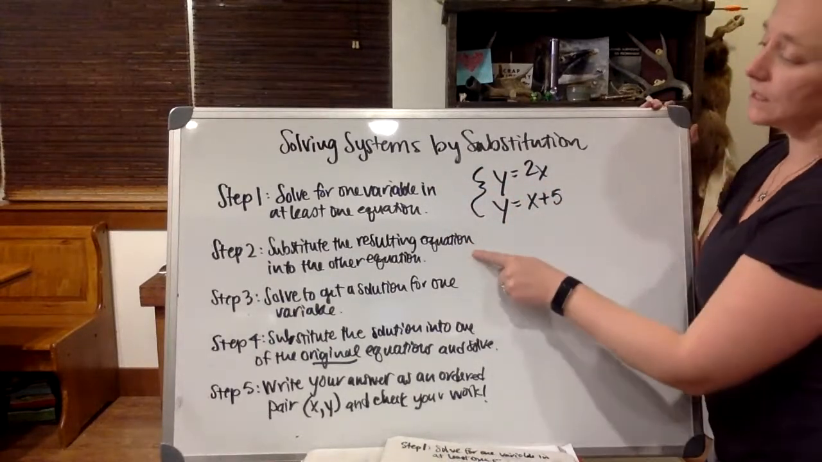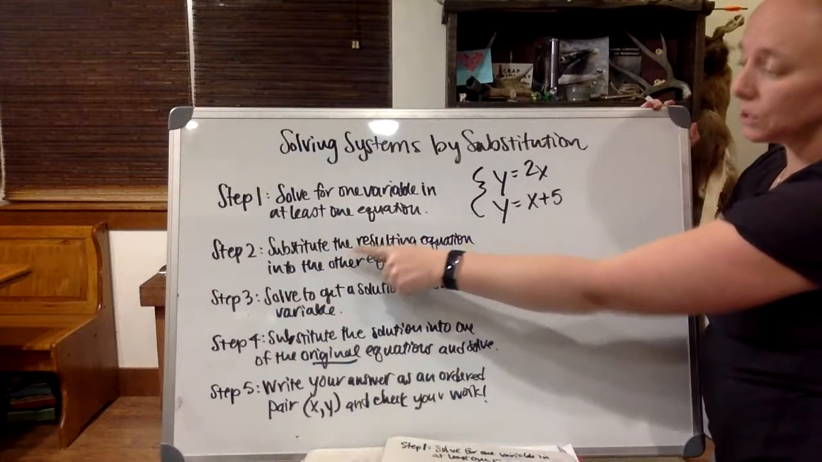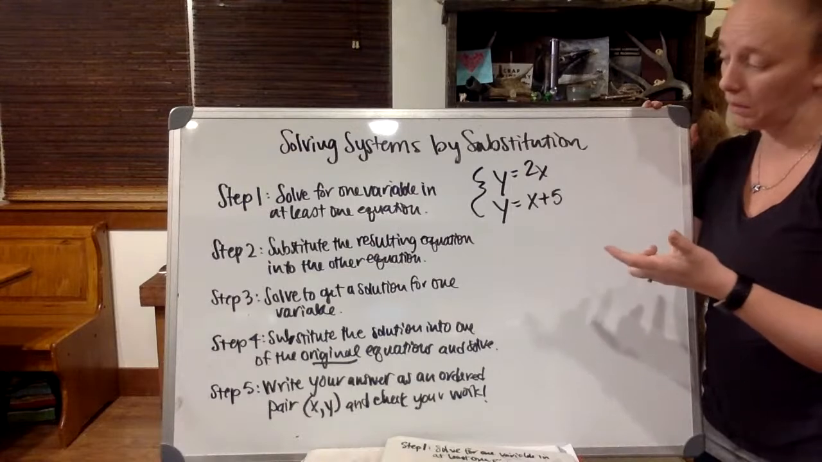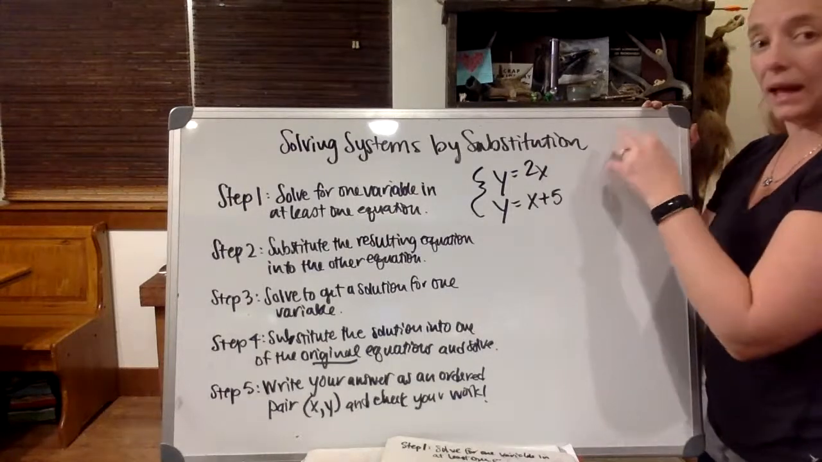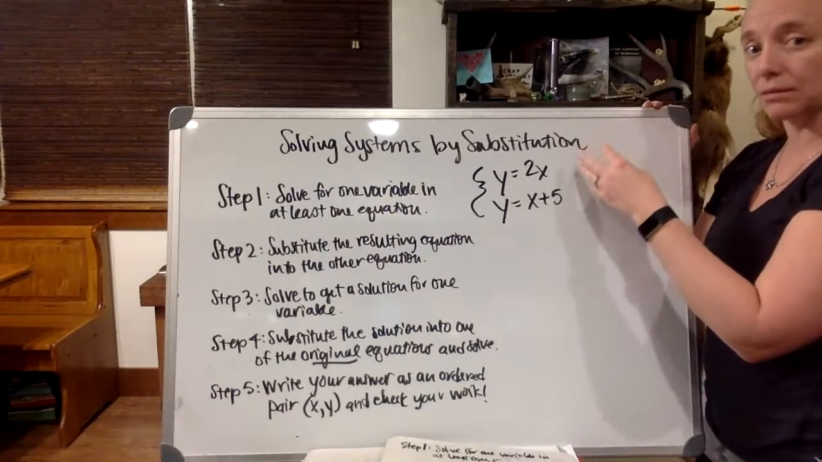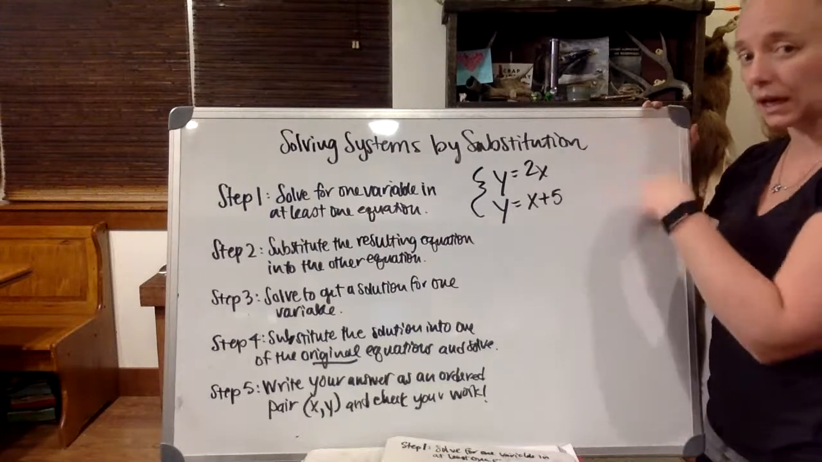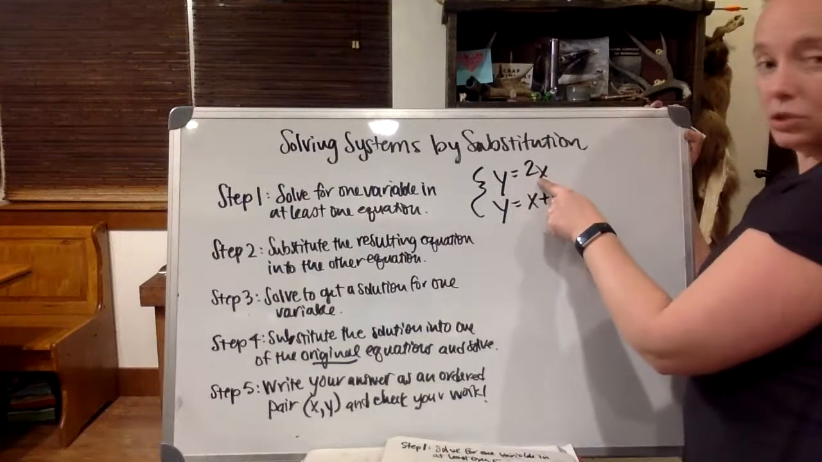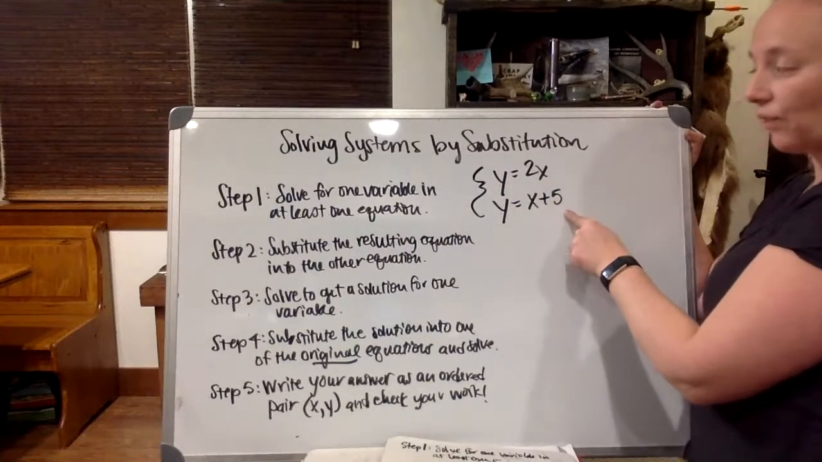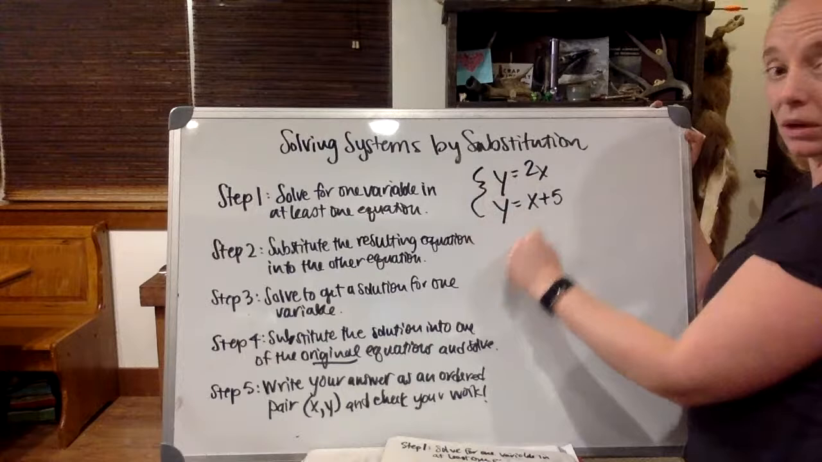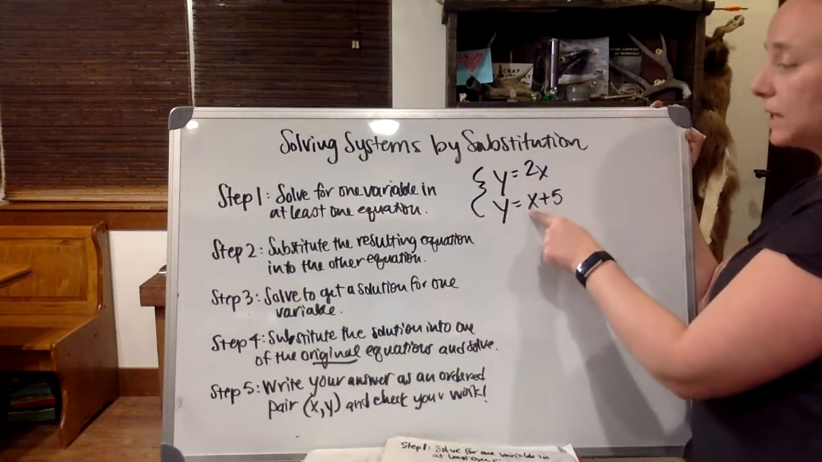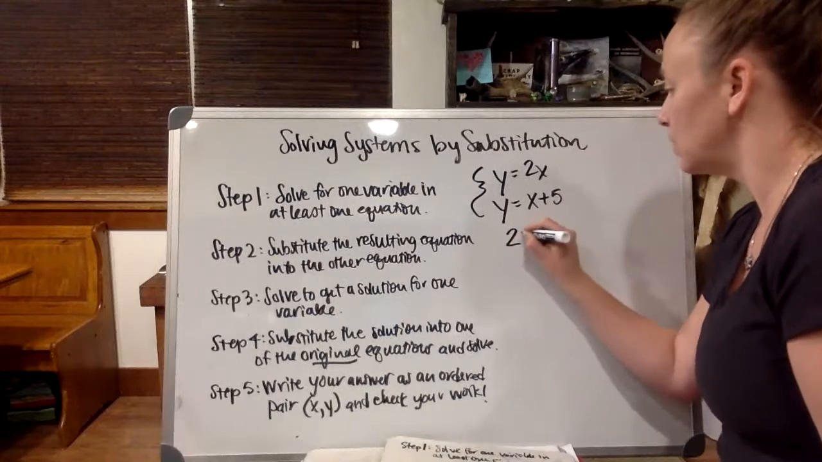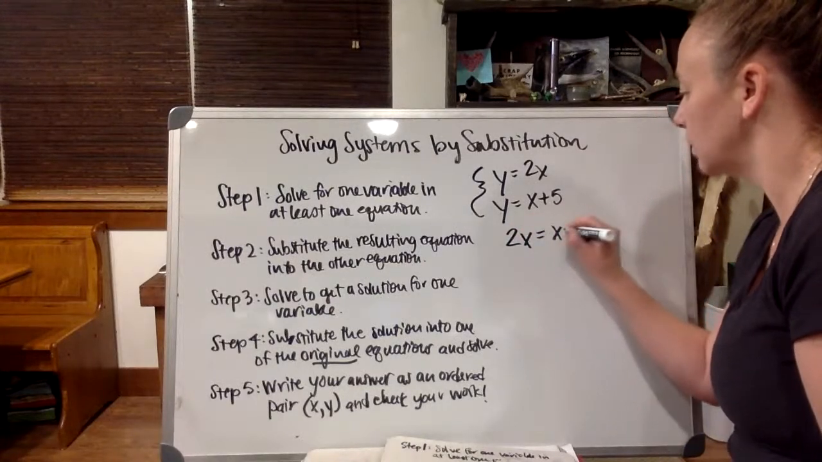Then after that, step 2: substitute the resulting equation into the other equation, meaning we're going to cut out the middleman. I want you to think that A equals B, B equals C. We were able to write the final statement of A equals C and cut out that B term. We can do the same thing here. y is equal to 2x and y is equal to x plus 5, meaning I can cut out the middleman of y and just say 2x equals x plus 5. So that's what I'm going to do for step 2. I'm going to write 2x is equal to x plus 5.